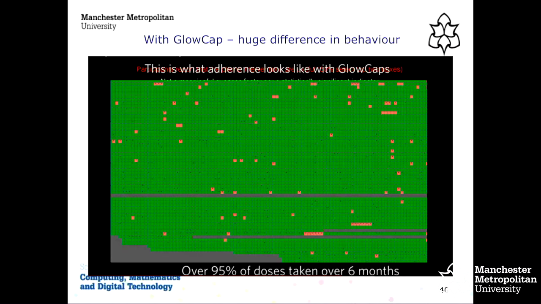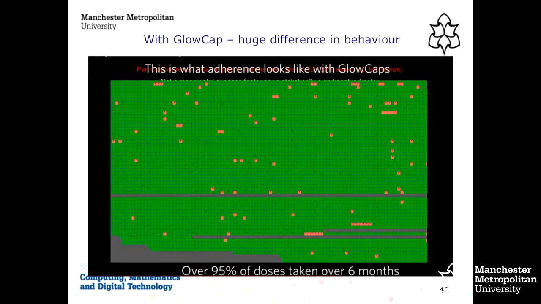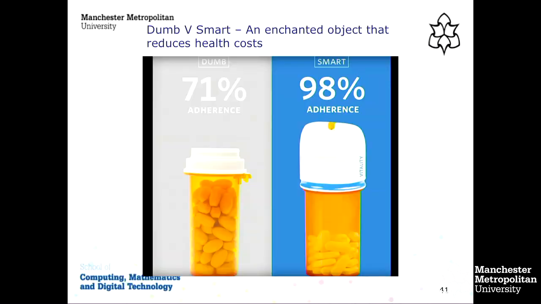Using that GlowCap, they had a huge difference, in that 95% of doses were taken over this 6-month study. So a difference of 71% to 95% is huge there. And that's going to have a big effect on the general health of the population. So dumb versus smart, if you like, this enchanted object being able to reduce health costs.